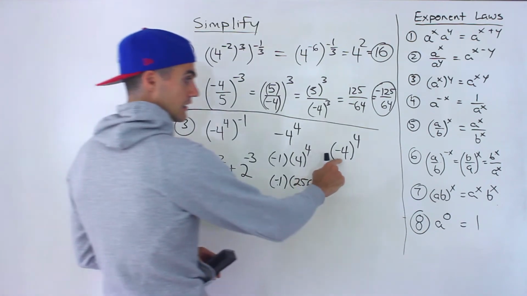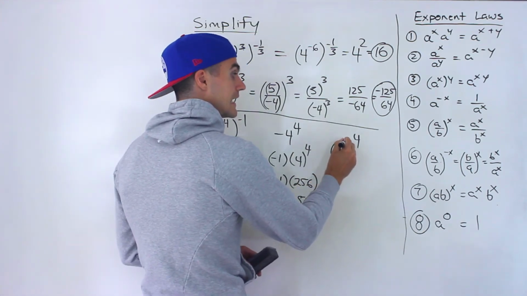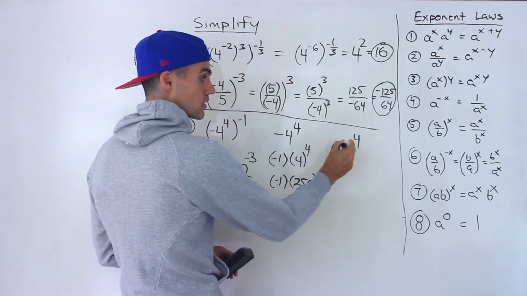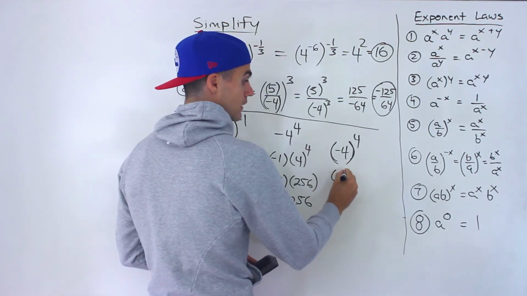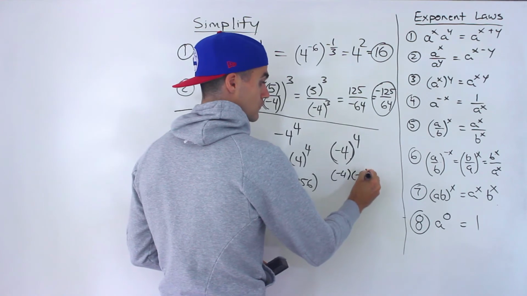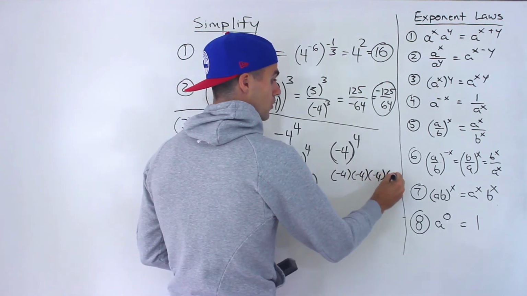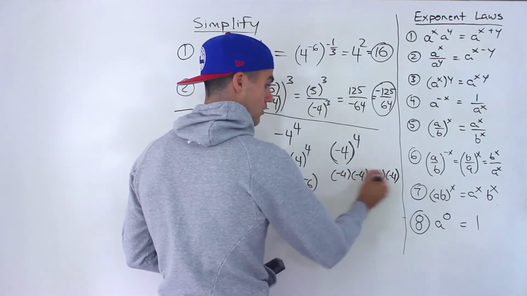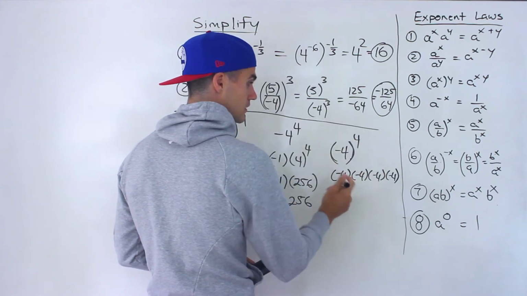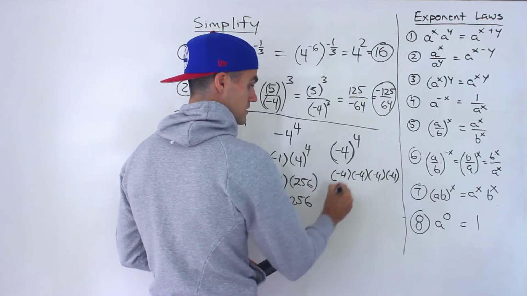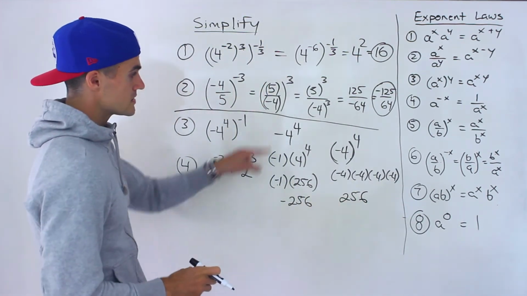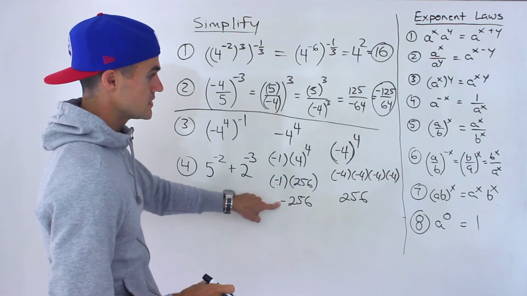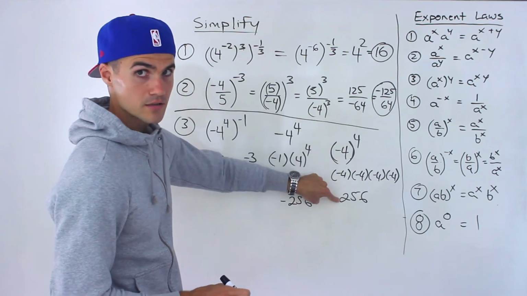Like that. Versus here, this would be negative 4, not positive 4, an actual negative 4 because it's in brackets, to the power of 4. So this would be negative 4 times negative 4 times negative 4 times negative 4, which would give us, because it's an even exponent, a positive answer, positive 256. All right, so this is negative 256. This here is positive 256.